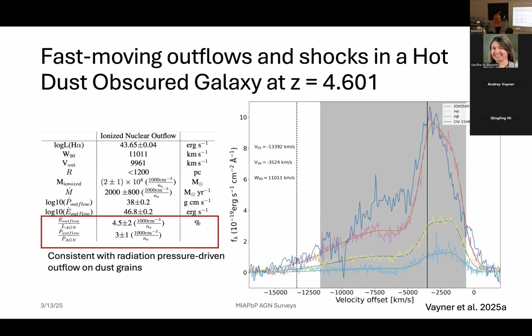And then we also try to better understand what's driving this outflow. It's very much consistent with radiation pressure on dust grains, and I'll show in a little bit why we think that's actually a really good assumption to make for this particular object. But so we think perhaps it's this really fast outflow in the center that's driving these shocks, but it has to perhaps do this in a very obscured region where the ionizing photons from the quasar are not making it out to large distances.